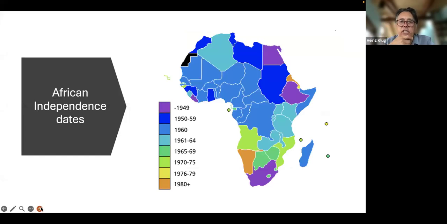And of course, that process of independence goes on. My only problem with this slide is South Africa 1949. It should be 1994. But this is the general process of independence over the years in Africa. Next slide.